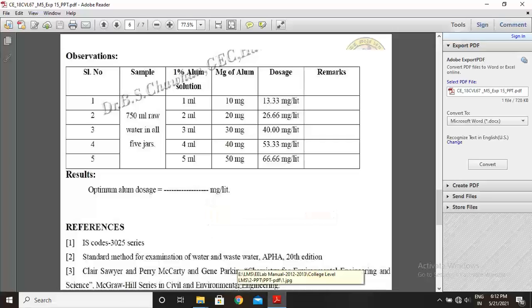Now these are the references referred for this experiment.